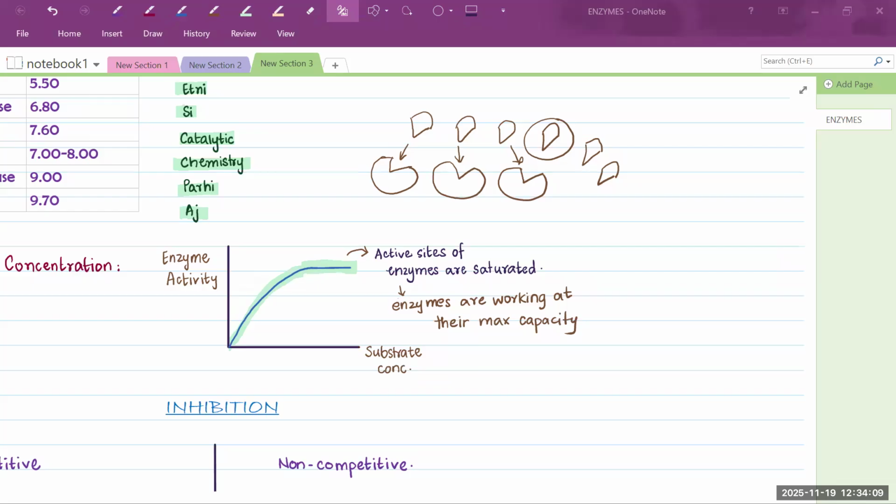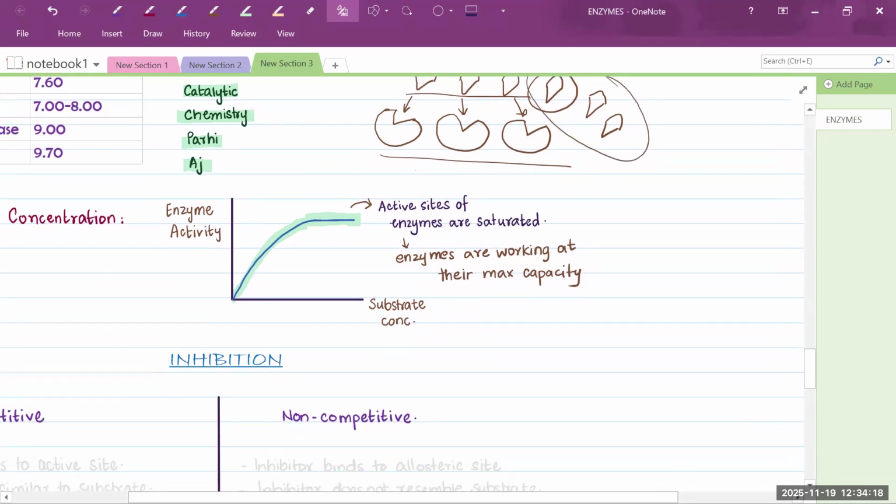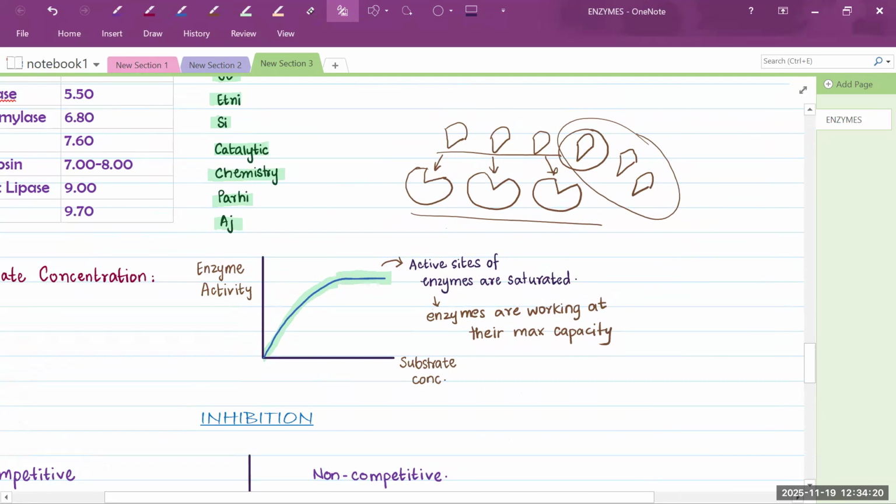So as I was saying, the enzymes cannot work any more than that. There are already three enzymes. They are using three substrates, and these three substrates are extra. They cannot work any more than that. So that means the active sites are saturated, and enzymes are working at their maximum capacity.